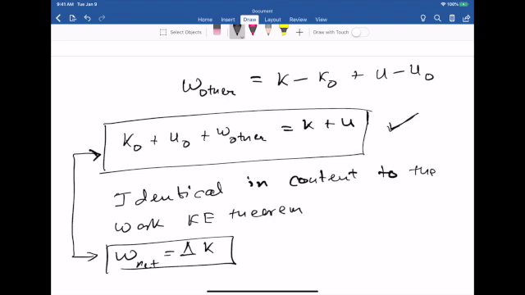So all the problems in chapter 6 and chapter 7 can be easily solved using either one of these two boxed equations. I would say that it's a little bit easier to use the K0 plus U0 plus W other equals K plus U equation. And so when you're doing problems from chapter 6 and 7, you can use either one of these.